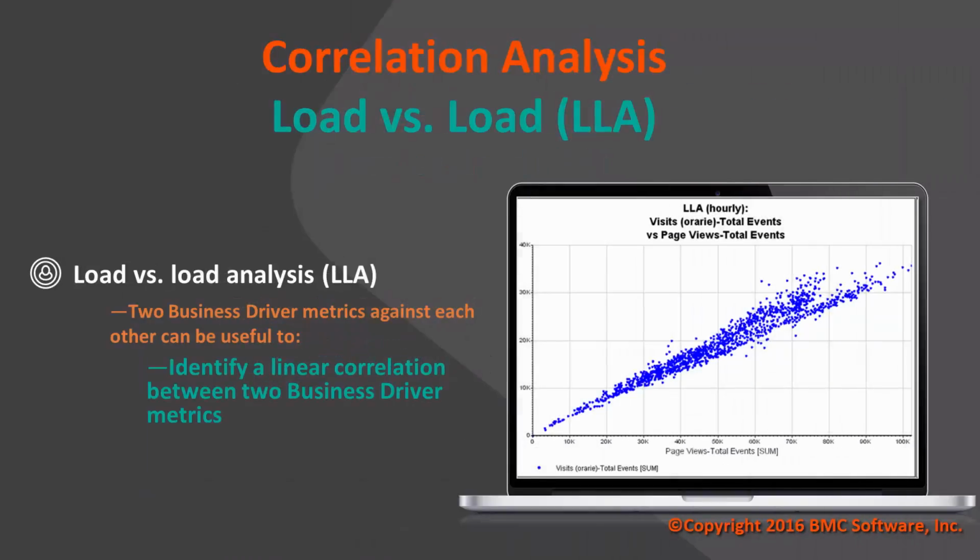In its simplest form, a load versus load analysis is a correlation graph that is displaying two different KPIs against each other. So in essence, you're not going to see time series data. You're going to see a business KPI versus some other business KPI and a scatter plot graph of those two different metrics together to identify if there is some type of correlation between these two metrics.